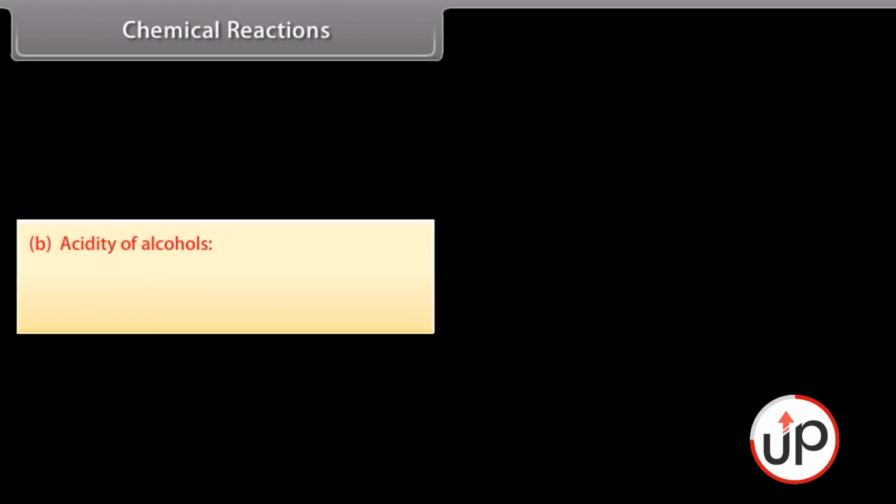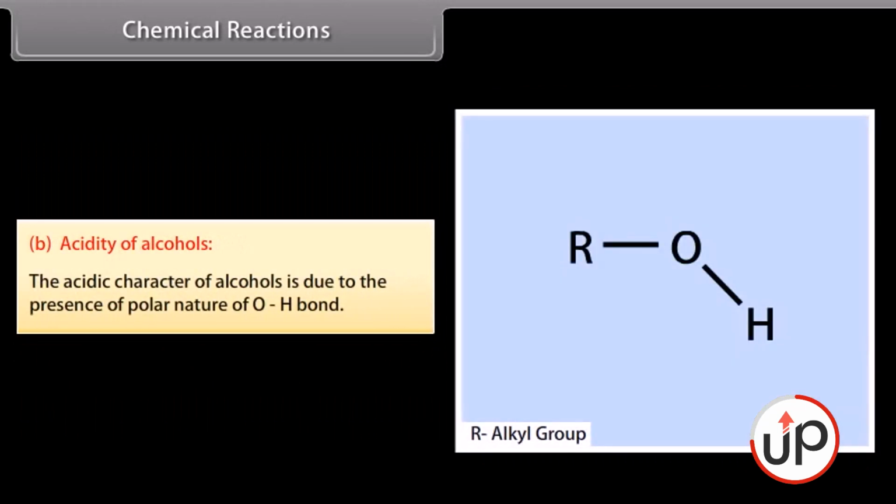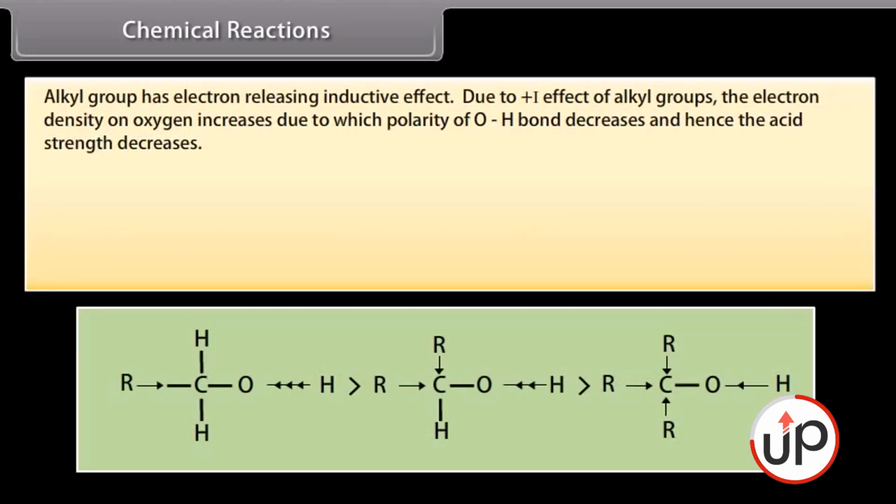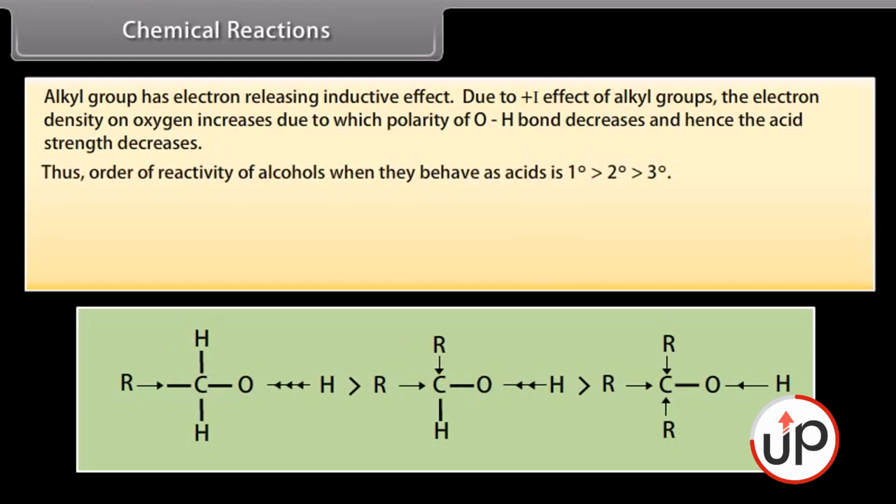Acidity of alcohols. The acidic character of alcohols is due to the polar nature of the O-H bond. Alkyl group has electron-releasing inductive effect. Due to +I effect of alkyl groups, the electron density on oxygen increases, due to which polarity of O-H bond decreases, and hence the acid strength decreases. Thus, order of reactivity of alcohols when they behave as acids is primary alcohol, followed by secondary and tertiary alcohol.